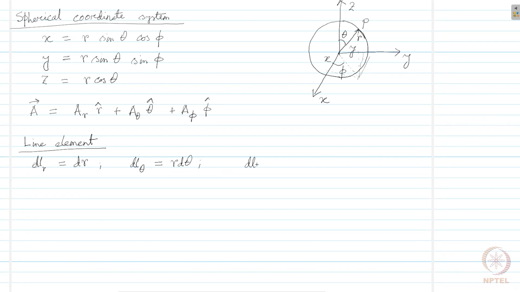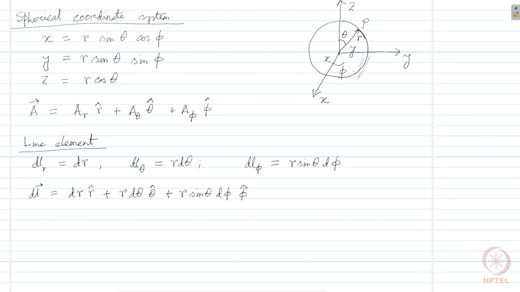Similarly, dl, the phi component of the line element, can be given as r sin theta d phi. So, we are projecting this onto the xy plane and then changing the value of phi. That means we have the radius of that projection as r sin theta, and the change in angle is d phi. So, along the phi direction, the change in the length is r sin theta d phi. So, the line element vector can be written as dr r cap plus r d theta theta cap plus r sin theta d phi phi cap.